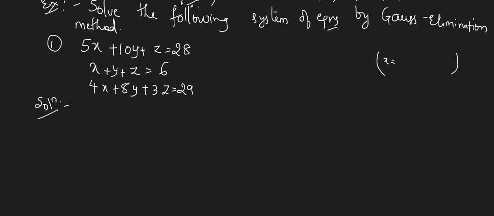Ma'am, explain once. What do I have to explain? I said take these values in the calculator, solve it, and tell me the answers of x, y, z. X is equal to minus 2. Y is equal to 1. Z is equal to 0.